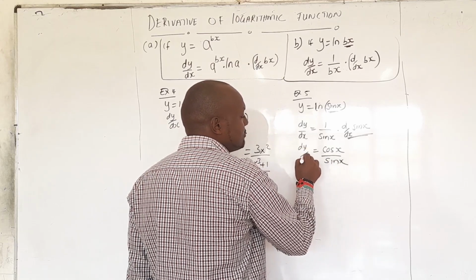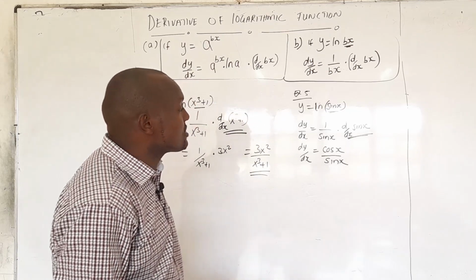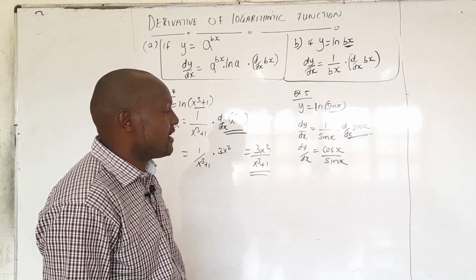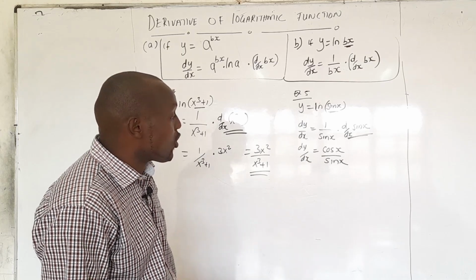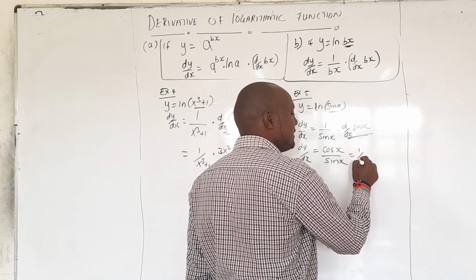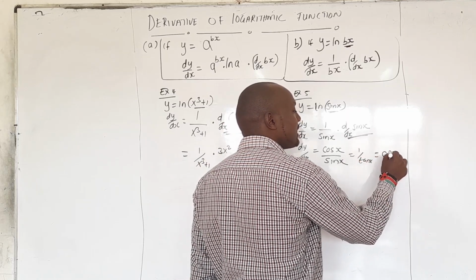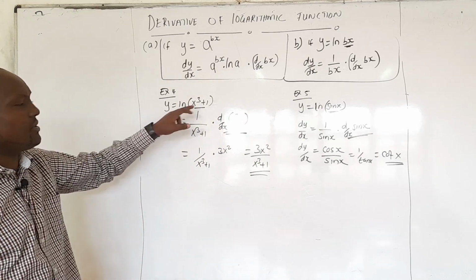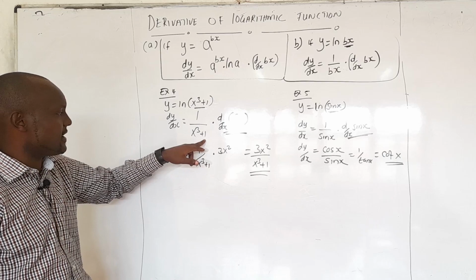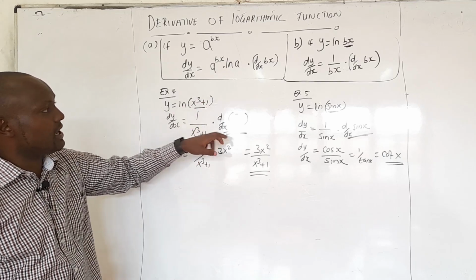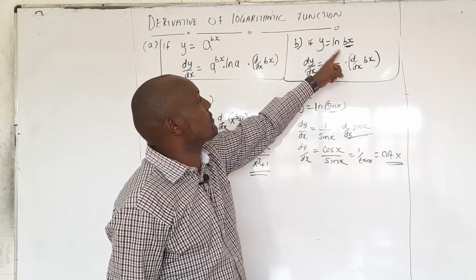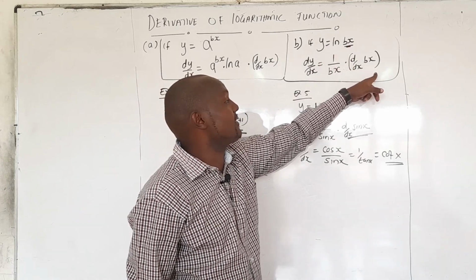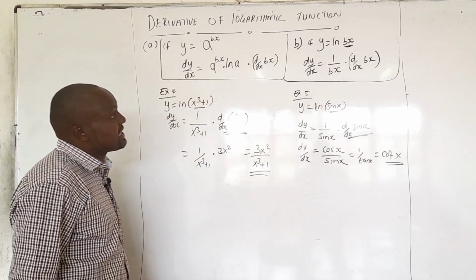So dy over dx will be cos x over sine x. Majority of you know that cos over sine is the reciprocal of tan, because tan is sine over cos. So cos over sine is 1 over tan, which is cot x. Regardless of the kind of question you are given, when you see natural logarithm of a function, it is 1 over that function times the derivative of that function. That is clearly shown by this formula: if you are given natural log of bx, it is 1 over bx, then you differentiate that bx. So that is our example of natural logarithm.